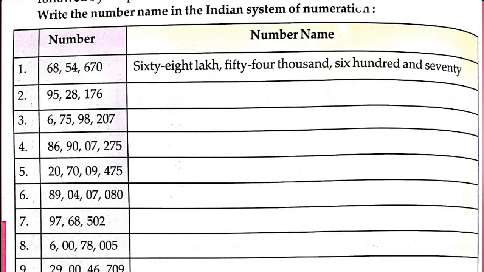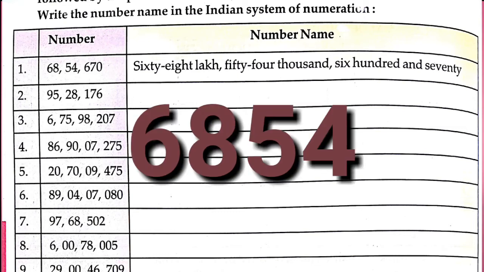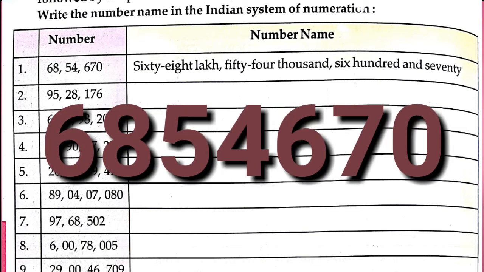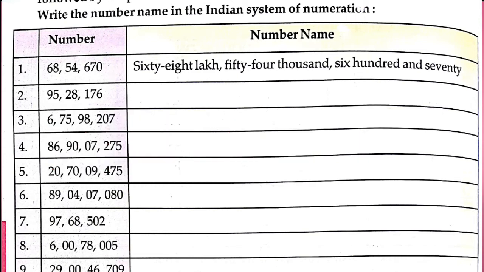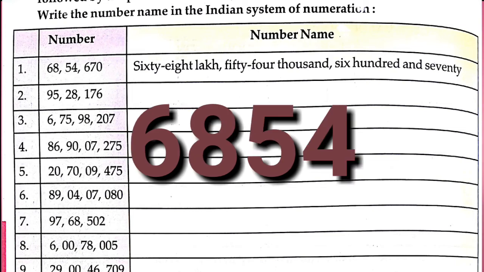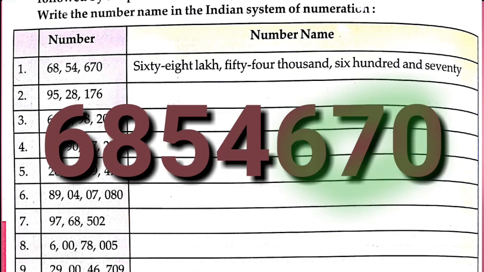Okay. Now consider a number. Suppose the number is 6854670. In this number, from the right side, the last three digits, 670, belong to the first period, that is the ones period. 670 belongs to the ones period.